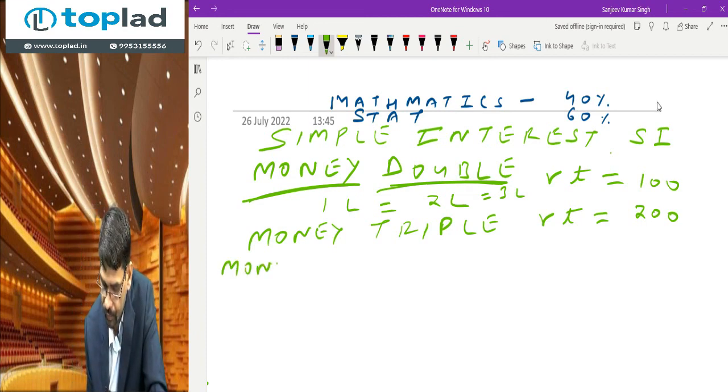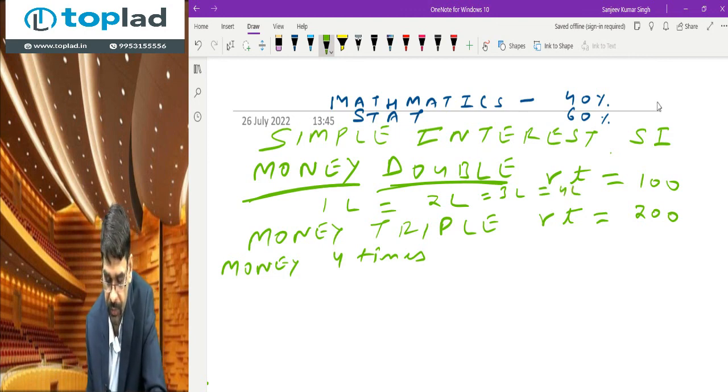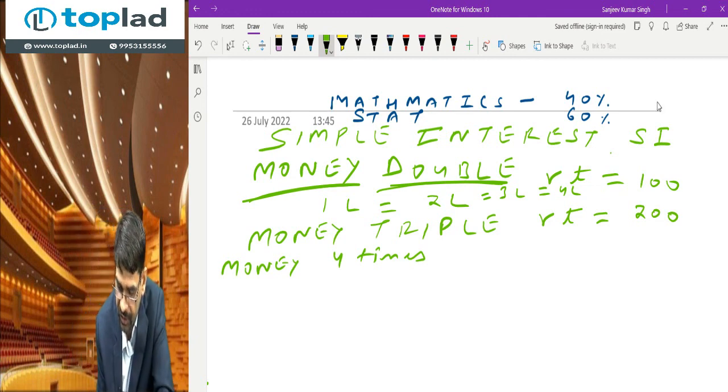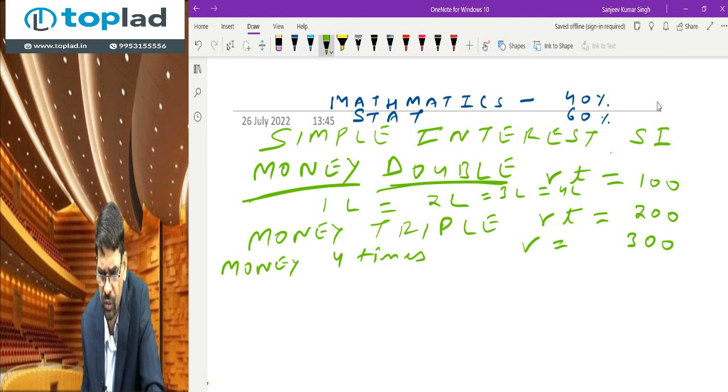Now, money 2 times, money 3 times, now money 4 times. 4 times multiply means 1 lakh becomes 4 lakh. So now the formula for the money converted into 4 times is RT is equal to 300. Very, very important concept. Very, very short trick. You just use this formula, you get an answer.